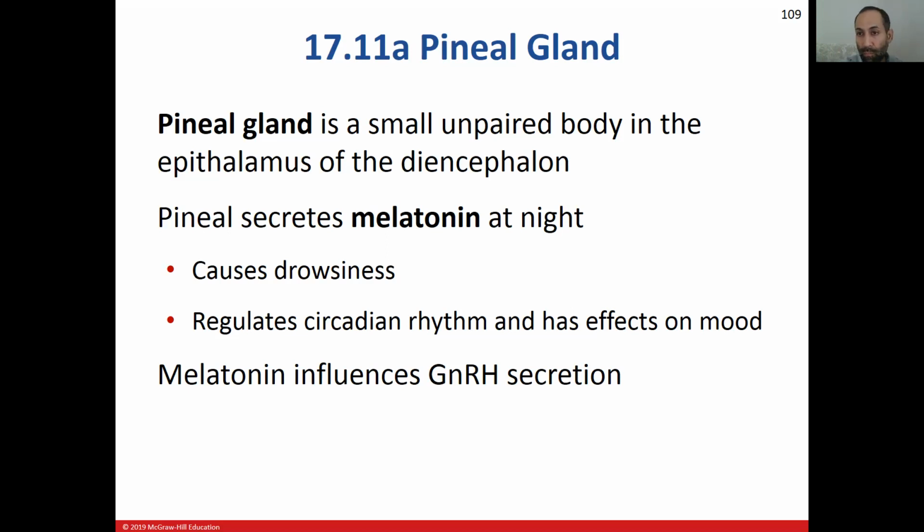And it also affects your mood. Melatonin also influences your gonadotropin releasing hormone secretions. It also has to do with reproductive function like ovulation and sperm production. So classically, what that means is during the winter months, when the nights are long and the daylight hours are short, your reproductive functions get depressed. You don't make as much sperm and don't ovulate as much.